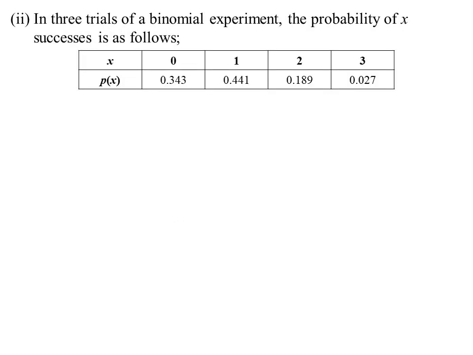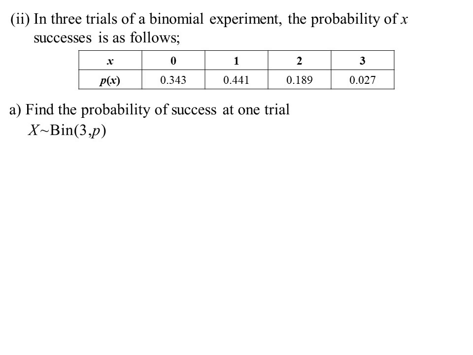3 trials of a binomial experiment. Probability of X is as follows: 0, 1, 2, 3. Probability of success at 1 trial. We have a binomial distribution. n is 3. We don't know the probability of a single outcome here. That's what we're working out. So I'll just leave it as p.